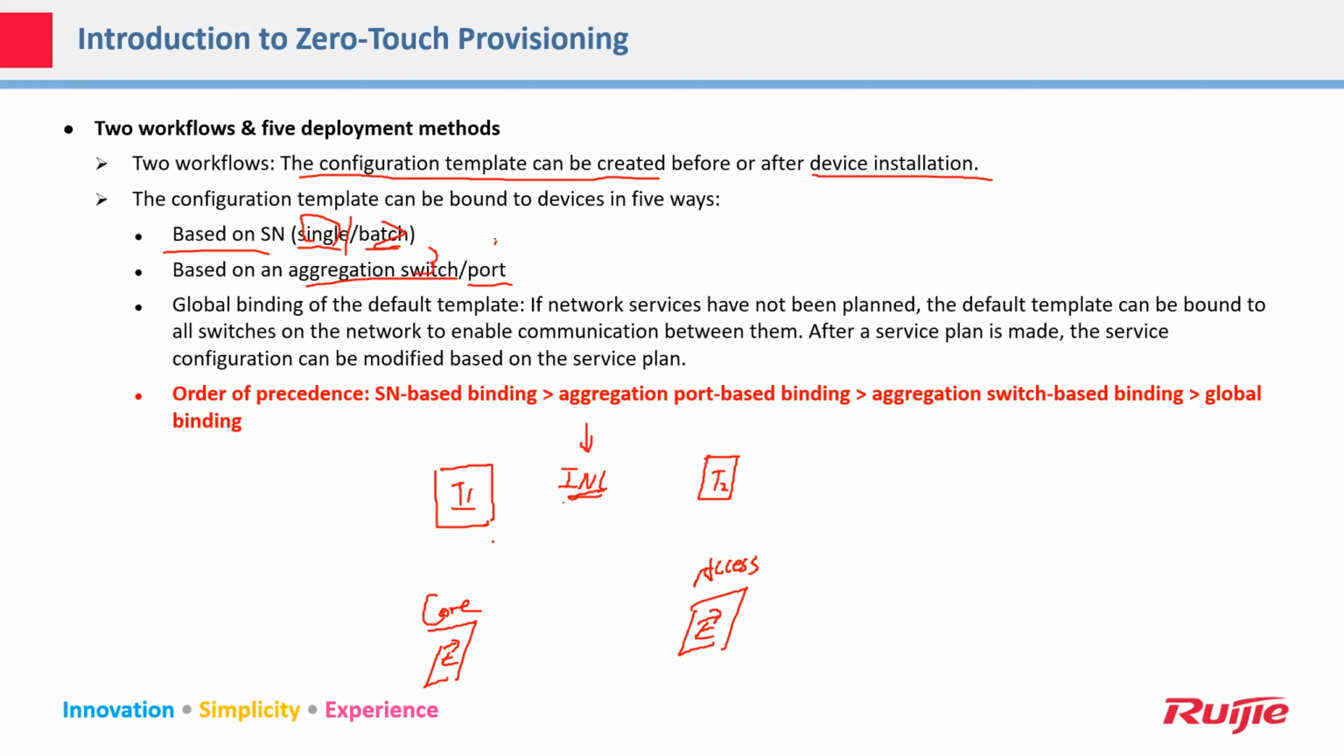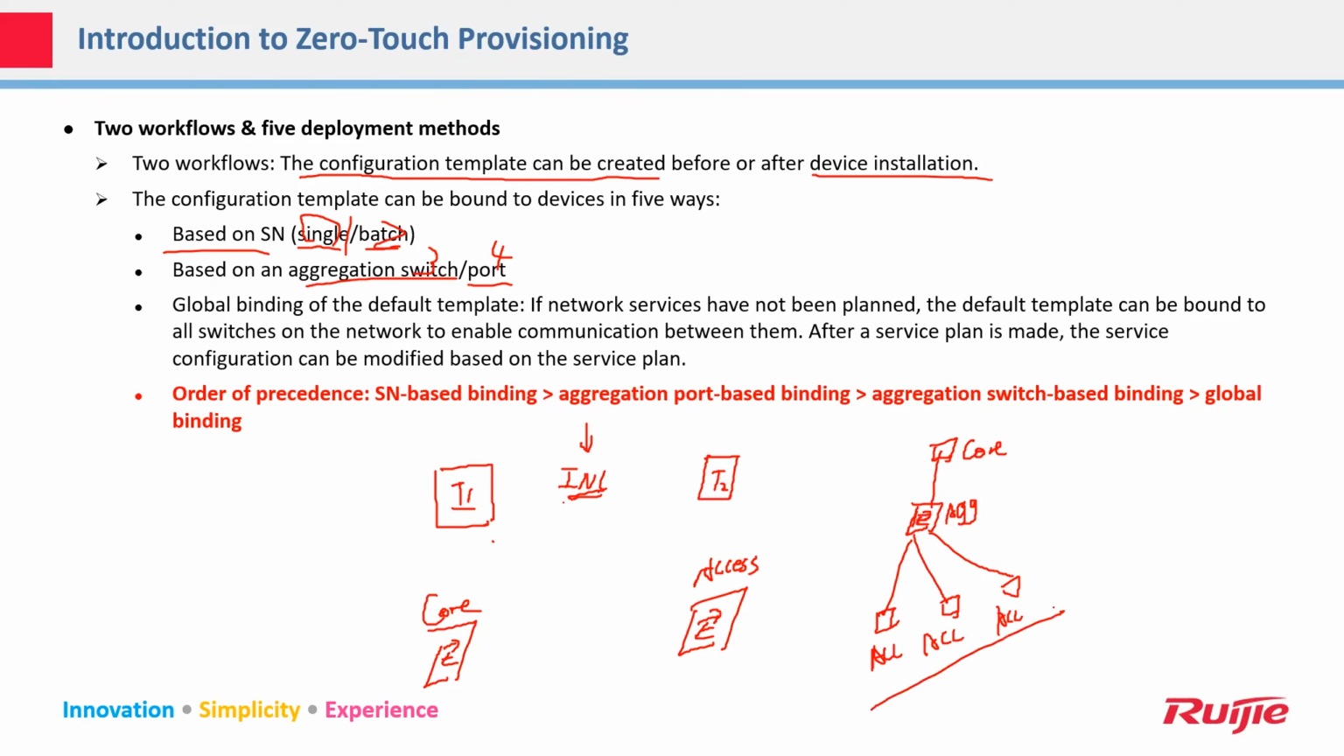This is 3, 4. For some cases, if the aggregation switch, because we all know the aggregation switch, AGG, is firstly connected with the core switch. This is a core. And downstream are some access switches, ACC.